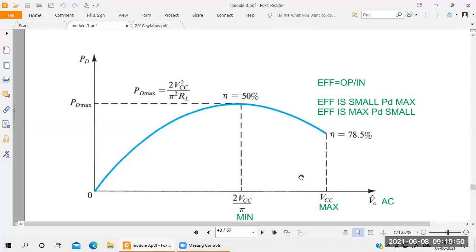So what is the maximum power conversion efficiency for class B? 78.5%. What is the minimum power conversion efficiency? That is 50% for class B. Understood? Minimum efficiency, 50. The maximum, 78.5. Like that you have to consider.